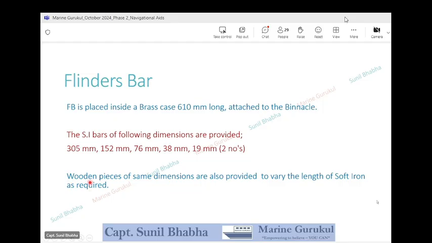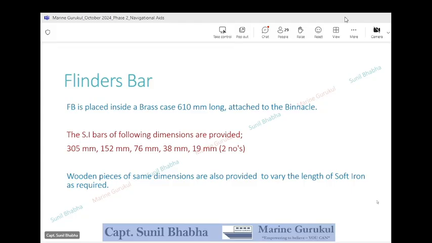So you will have wooden pieces of all these dimensions along with the soft iron bars also provided. Now this is given to help us vary the length of the soft iron as per our requirement.